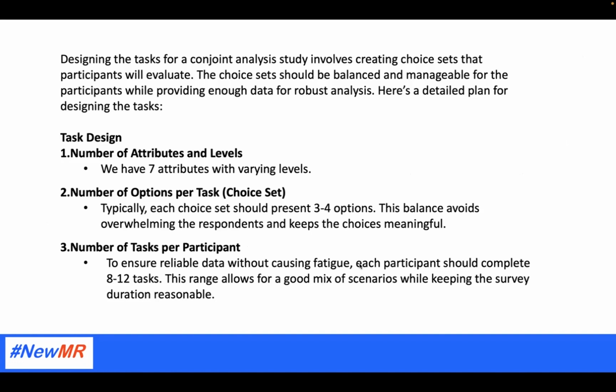So designing the task for conjoint involves creating choices. The number of attribute levels, we're going to have 7 attributes with varying levels. They're suggesting 3 or 4 options per task, and that we have 8 to 12 tasks per respondent. 8 to 12 is absolutely the mainstream. I picked a topic which I actually do know a lot about because that's easier for me to validate.